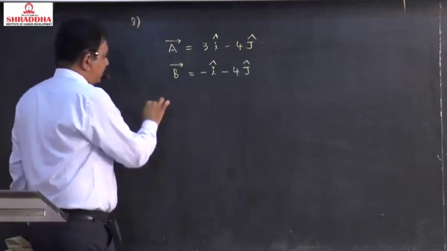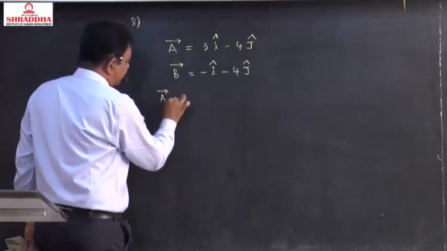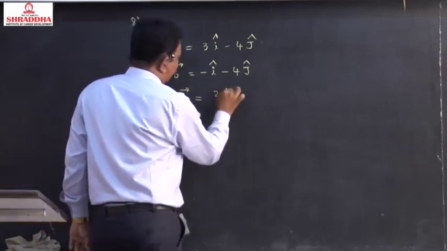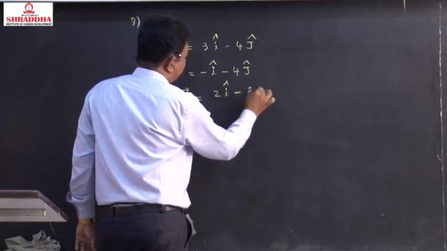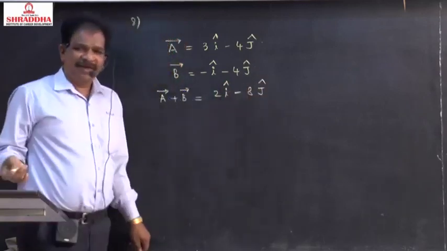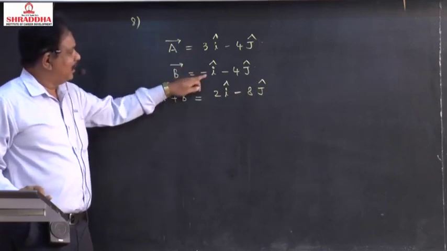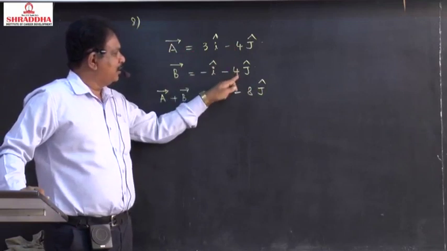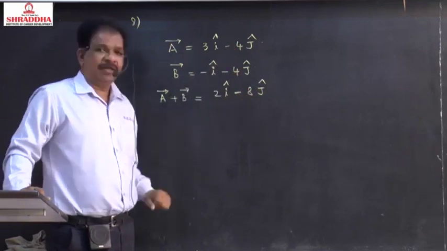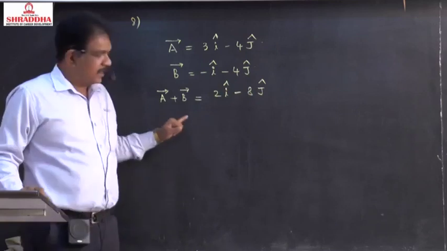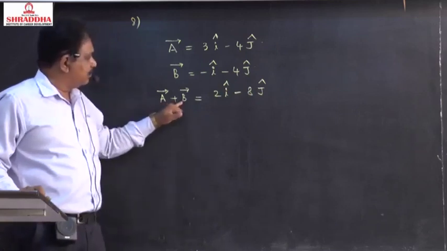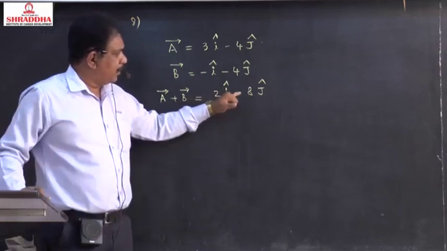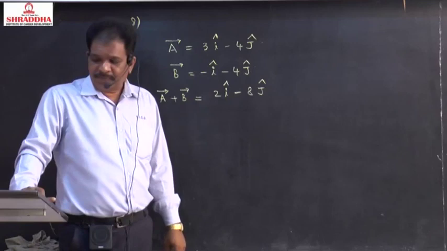Okay, if you do A bar plus B bar, then what will we get? 2I cap minus 8J cap, just addition only. 3I minus I will be 2I, minus 4J minus 4J will be minus 8J. So the resultant vector A bar plus B bar is equal to 2I cap minus 8J cap.